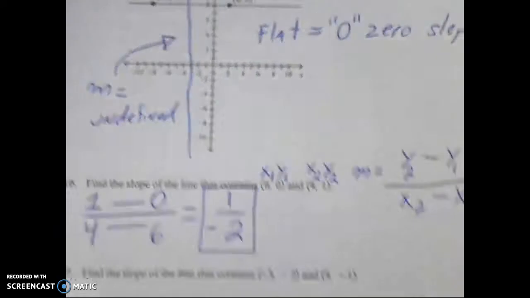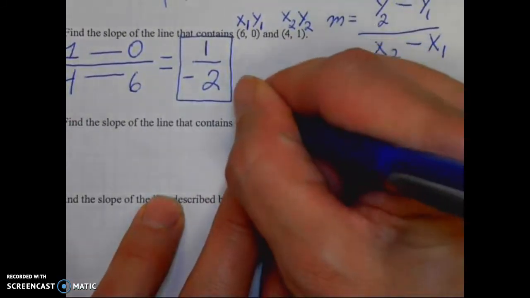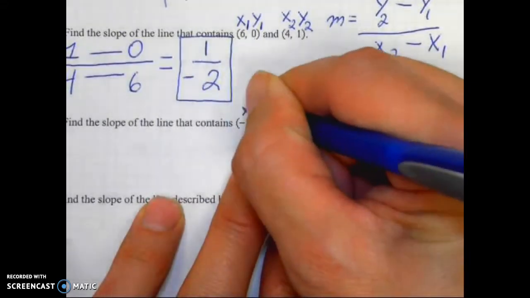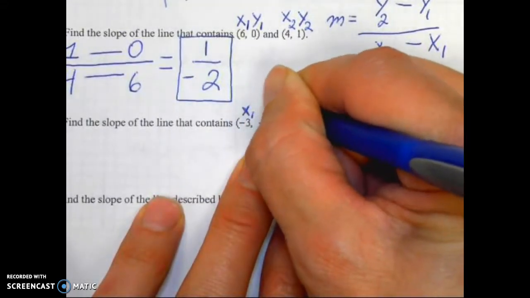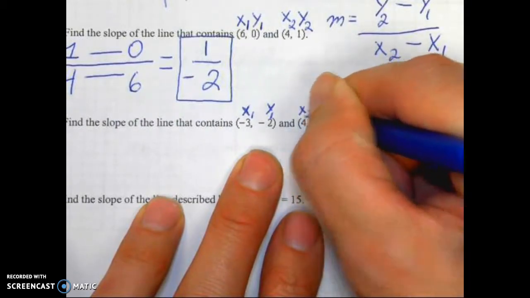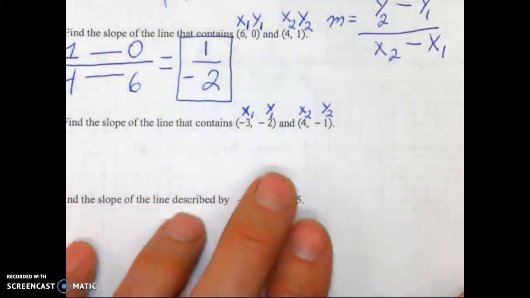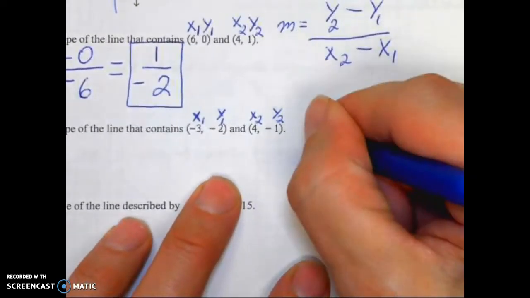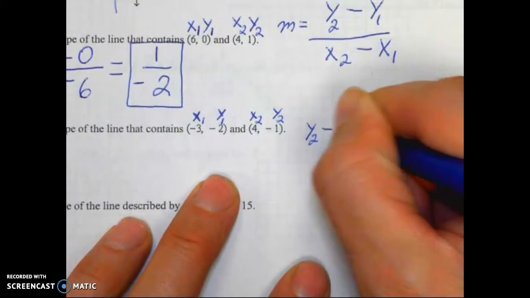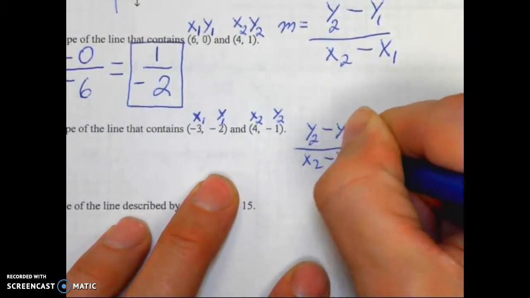So let's try it again. Number 17. Label x1, y number 1, x number 2, y number 2. What are we going to use? We're going to use our slope formula. y2 minus y1 over x2 minus x1.